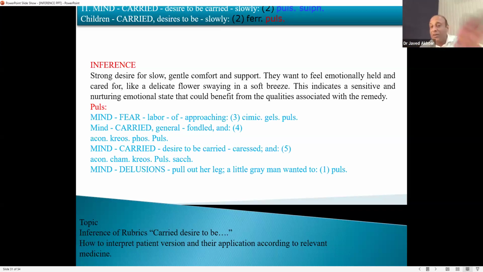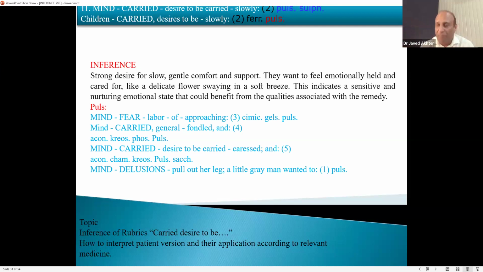Delusion pull, here is a very important rubric. What is the insecurity with it? Delusion: pull out her leg, a little gray man wanted to. What is the meaning? The patient feels someone will pull out her leg, a little gray man wanted to. What is the meaning of this? Only Pulsatilla says it. Why does it say it? Basically, this patient says there are three meanings. One, pull out her leg means she is talking jokingly. Number two, insecurity, uncomfortable. Number three, she also says it in a playful way.